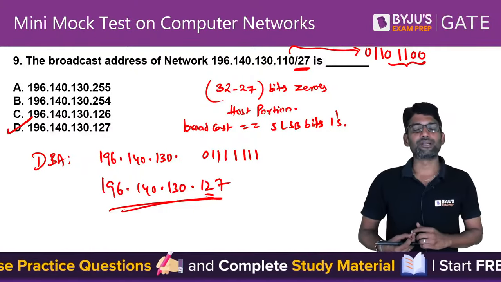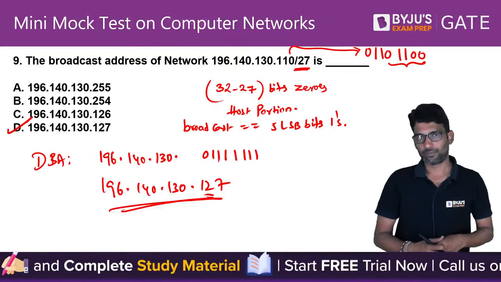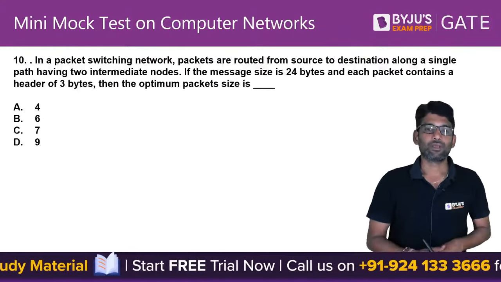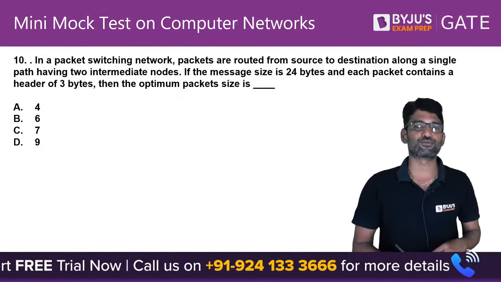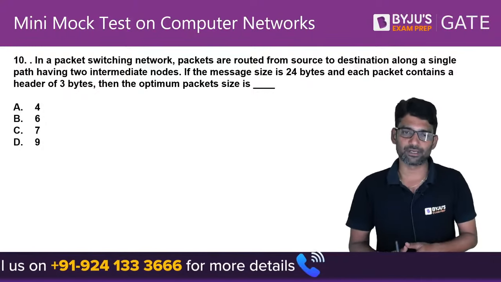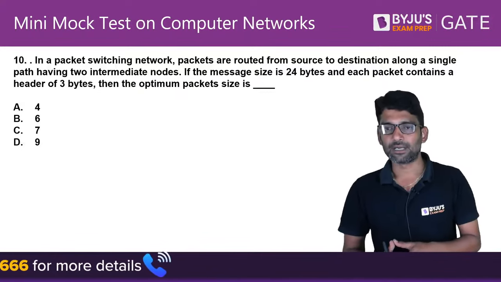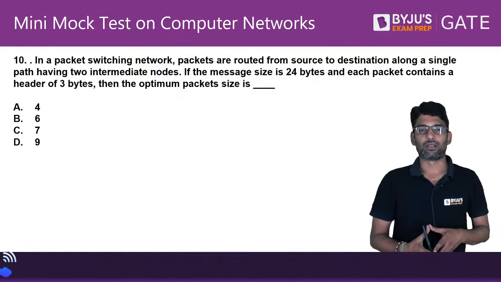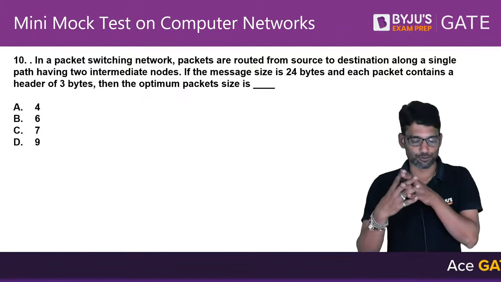If it is the last host address, it should be 126. Okay. All right. Last question of the day. In a packet switching network, packets are routed from source to destination along a single path having 2 intermediate nodes. If the message size is 24 bytes and each packet contains a header of 3 bytes, then the optimum packet size is dash.